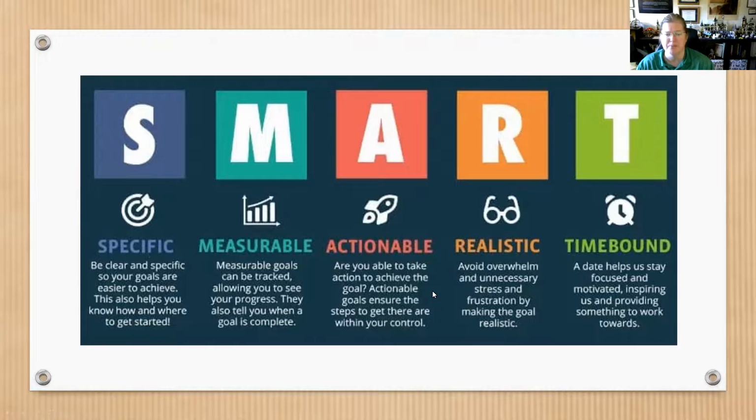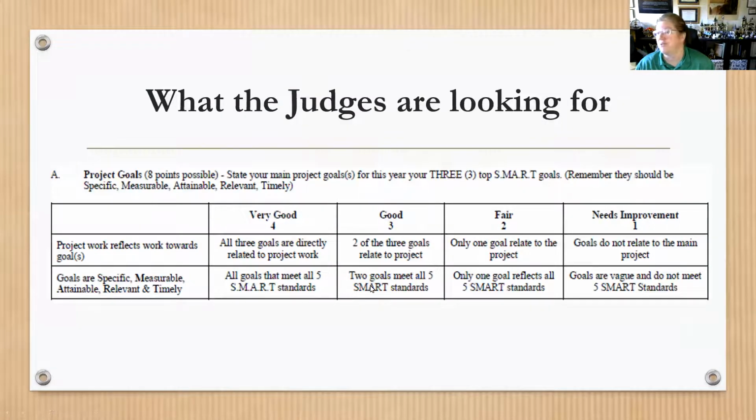So we're going to go through a few examples here. First of all, what are the judges looking for? When the judges are looking at the record books, they're going to be looking at two primary things. They're going to look at whether the goal reflects their project. This is a simple yes or no. If all three of your goals are tied to your project work, you're going to get a very good score easily. If you have a cooking goal in with your other two, you'll only get a 3 because only one of those goals related to the project of rocketry.